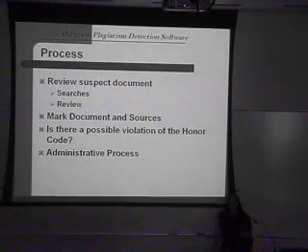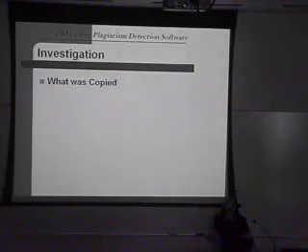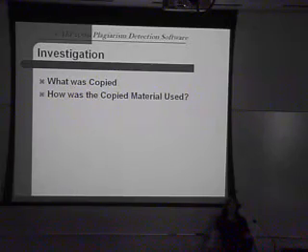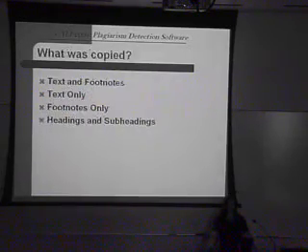Where the software comes in this process, and where we have found it most helpful, is in the review, in breaking into the document and trying to locate possible copying and sources that were used, because that's some of the most time-consuming part of this process. And what we're doing in that part of the investigation is we're trying to identify what was copied and how that copied material was used and whether the source of that copied material was acknowledged or credited. So this is really what we're trying to do and where we could use assistance.